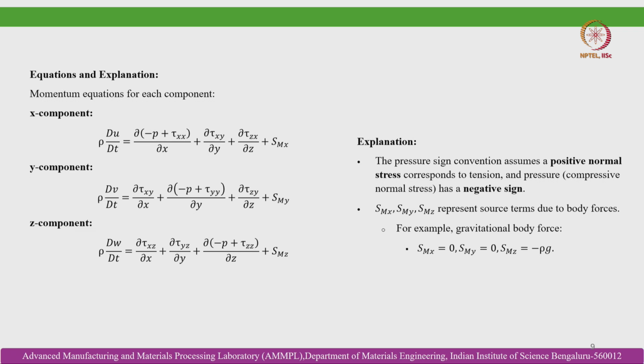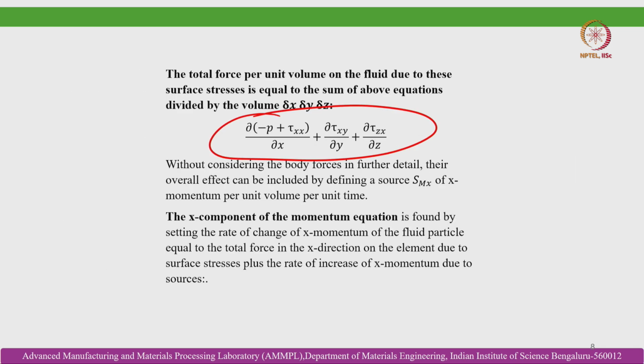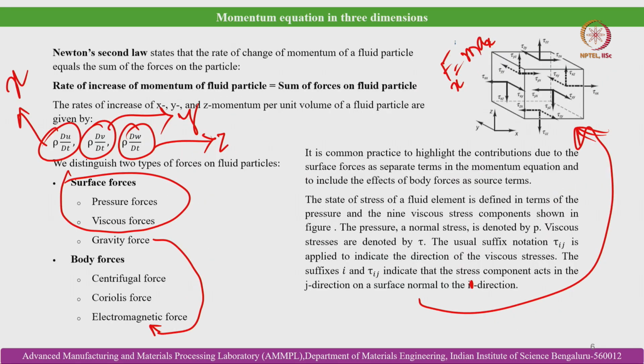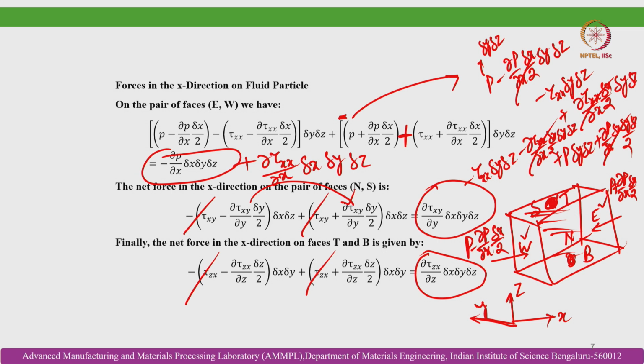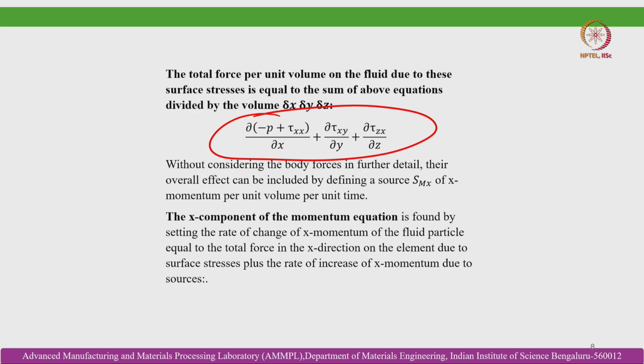So then the momentum equation for each component can be written. If you recall, initially we said that the rate of increase of x, y and z momentum per unit volume of a fluid particle were depicted as rho du/dt, rho dv/dt, rho dw/dt, where d/dt is the substantial derivative. This is the rate of increase of momentum of the fluid particle. It has to be equated with the sum of forces on the fluid particle.